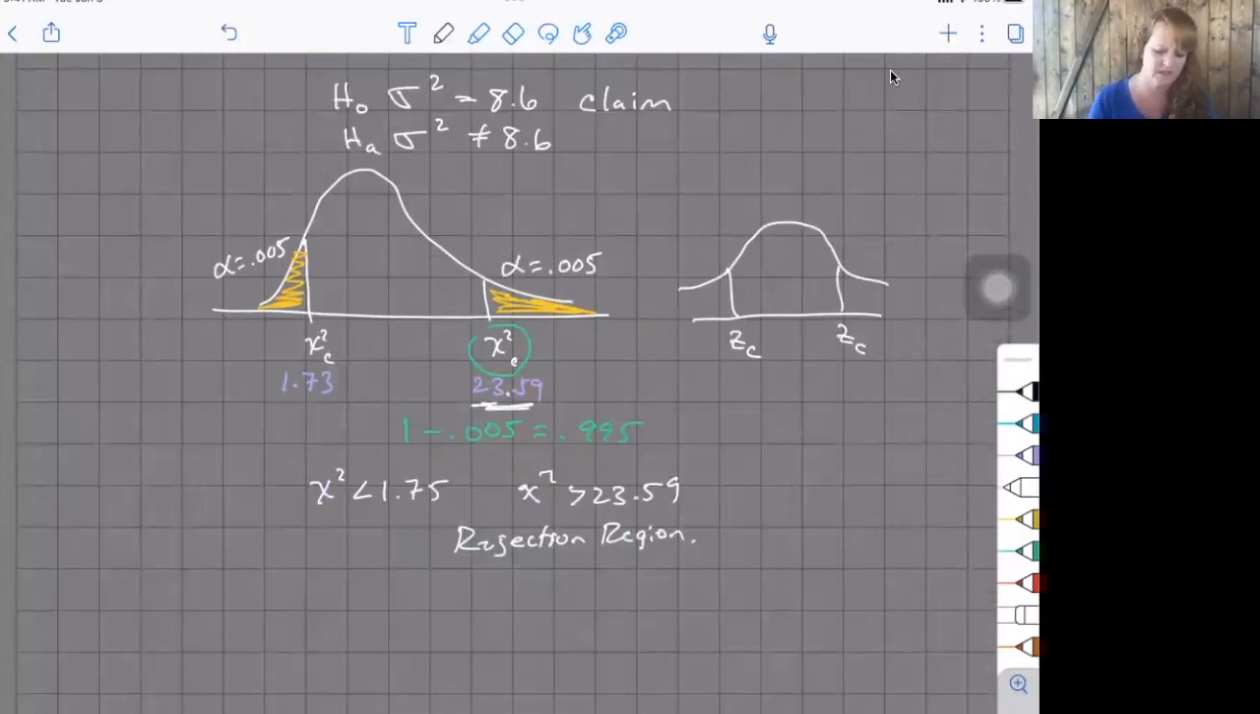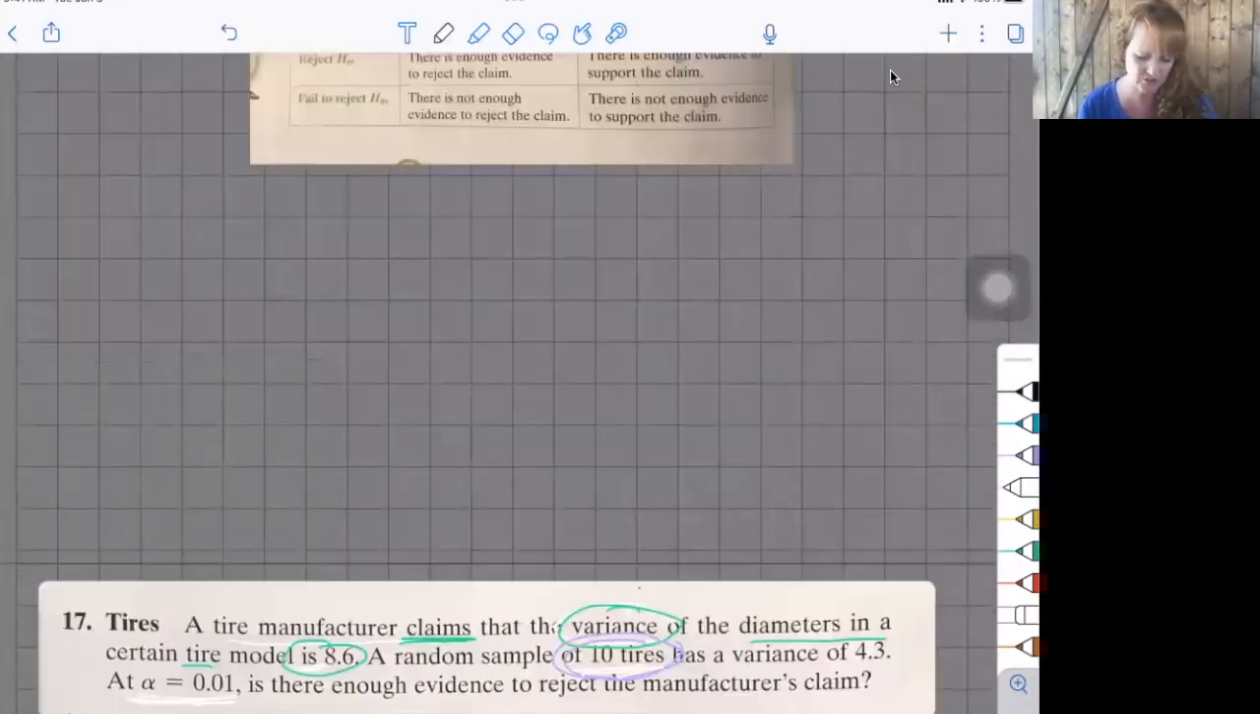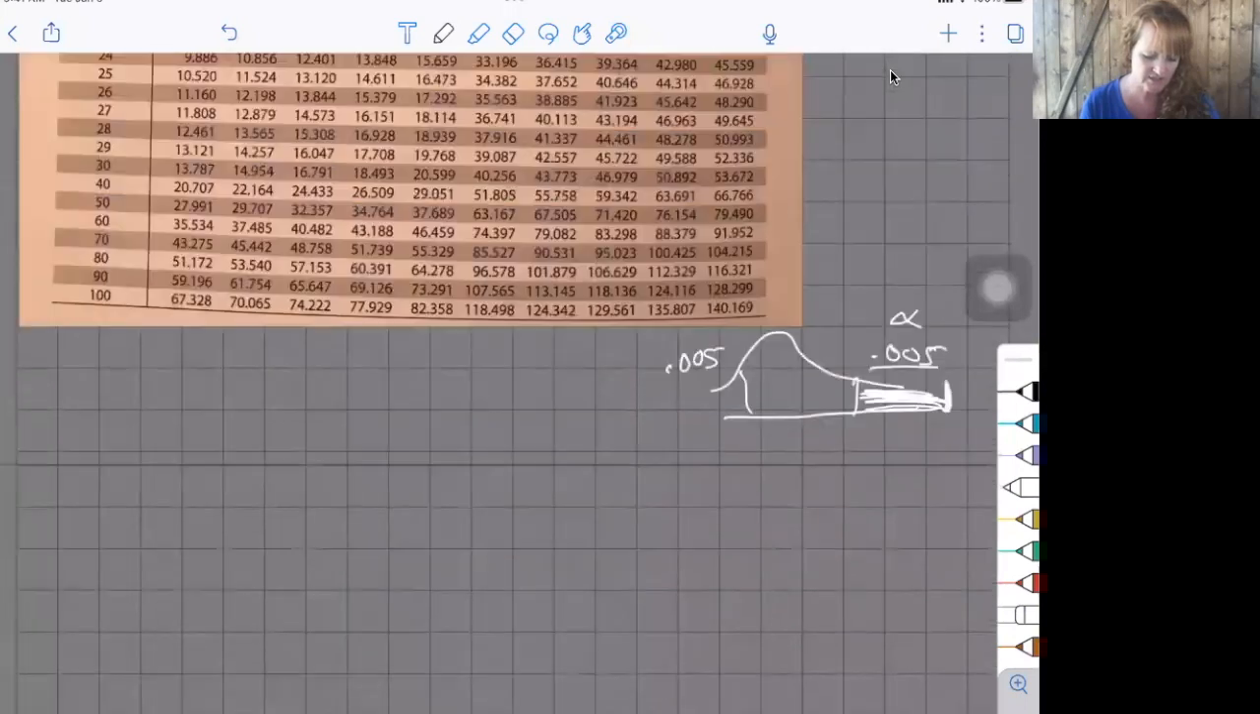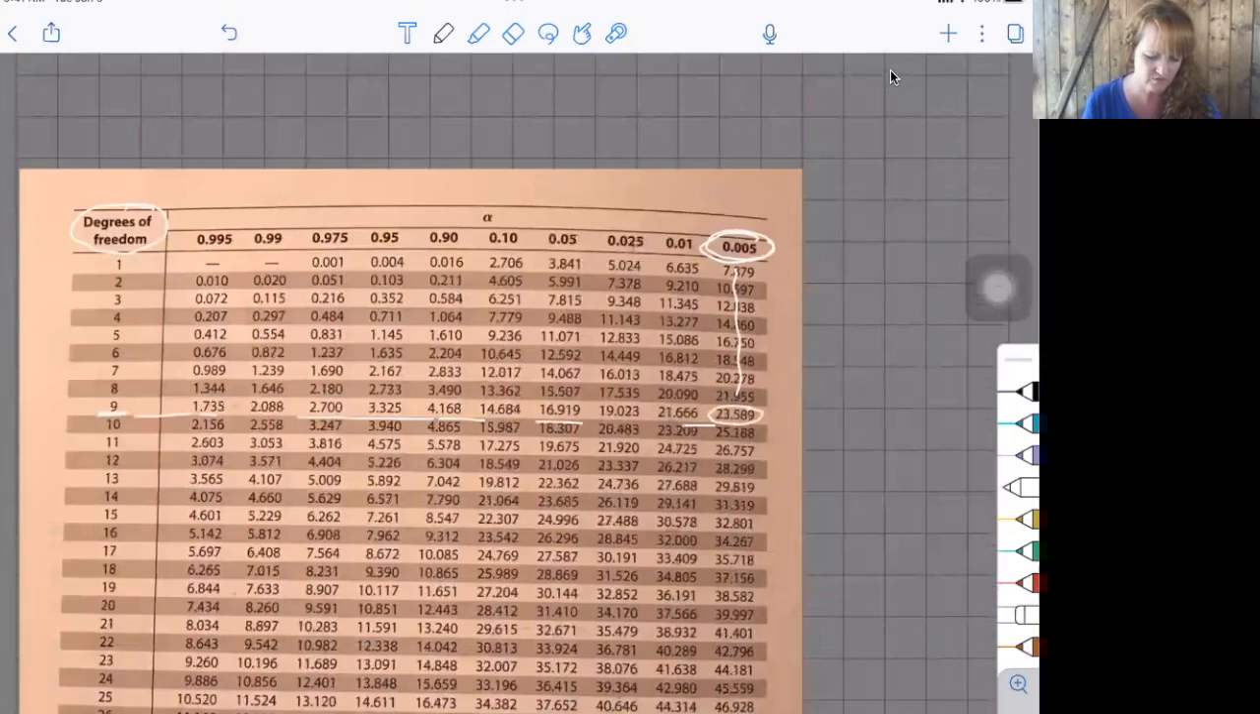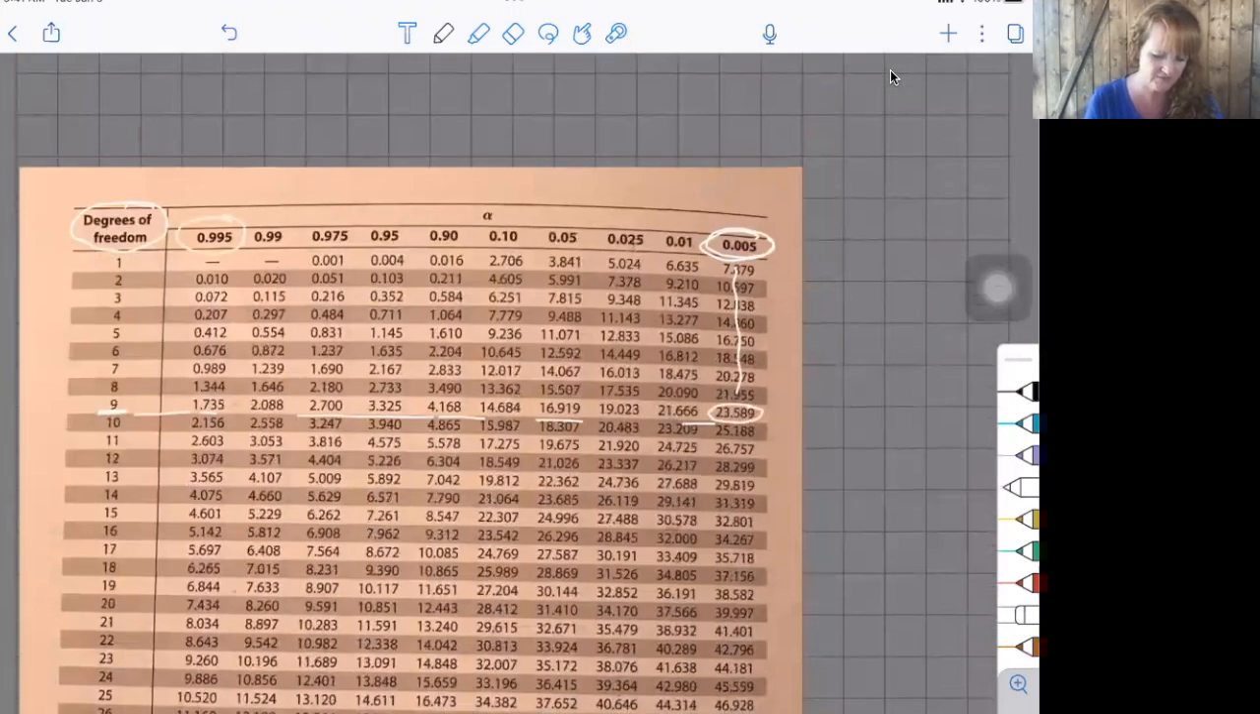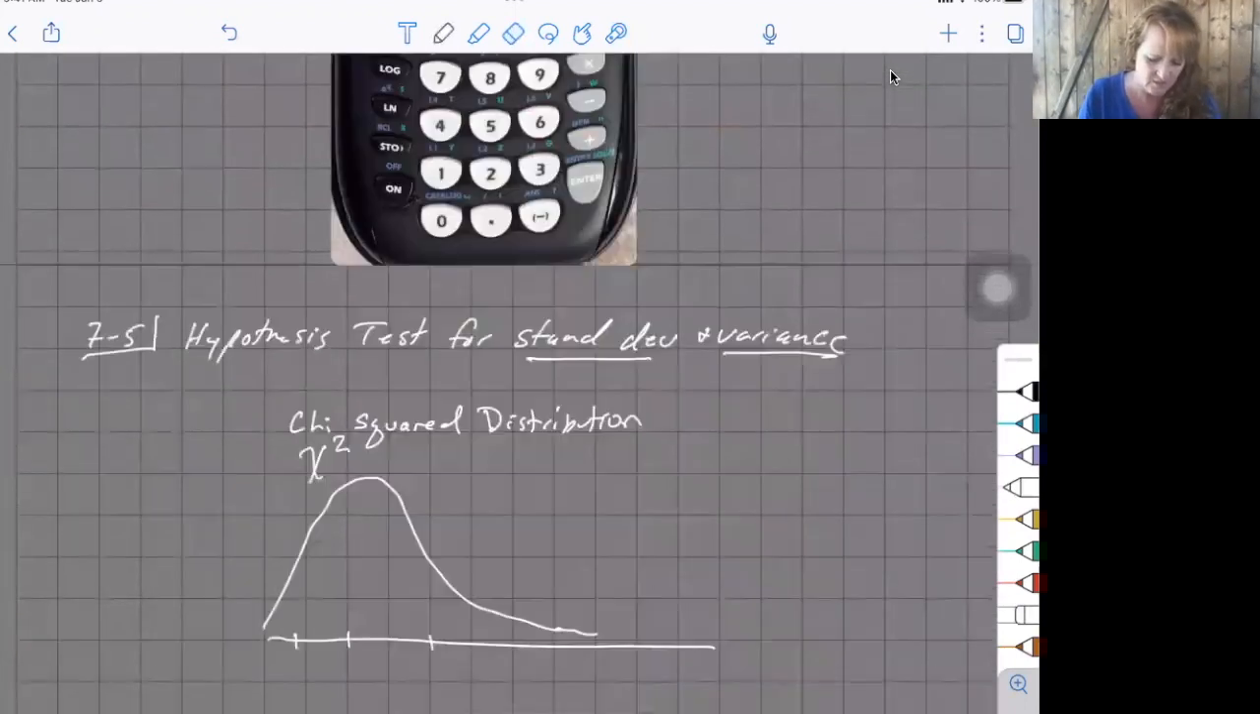And then how do you find the other one? Well, you're going to go 1 minus 0.005 to find your left one. So that's going to be an alpha value of 0.995 and come down here to 9 degrees of freedom, and you get 1.735 for your other one. Okay, so that's how my TI people are going to find their critical values. All right.